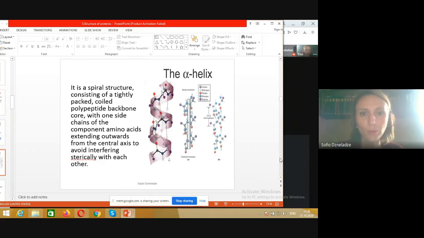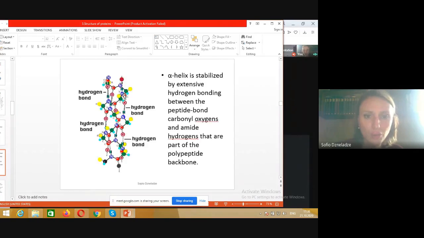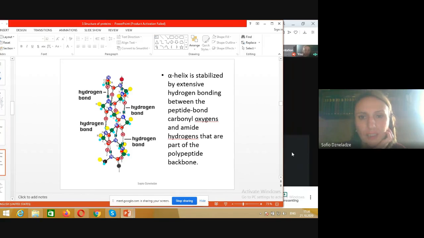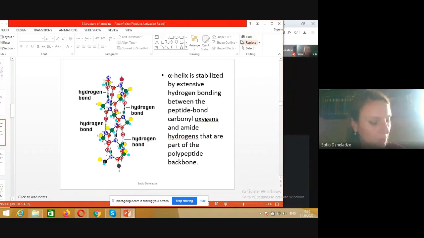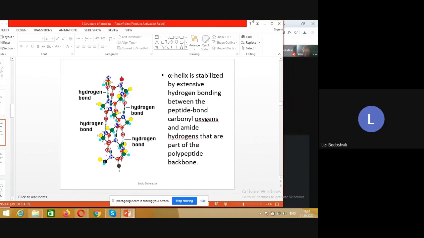And we have also, okay, here's the hydrogen bond. And these hydrogen bonds are parallel to the coil, to the alpha helix, to the axis. Okay, Lizzie, please read it. Alpha helix is stabilized by extensive hydrogen bonding between the peptide bond carbonyl oxygens and amine hydrogens that are part of the polypeptide backbone.